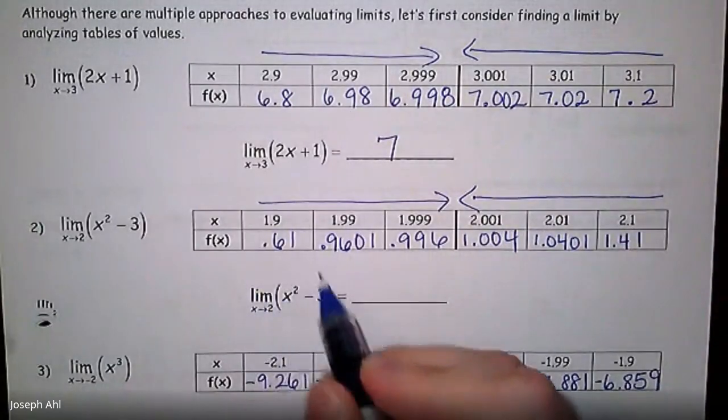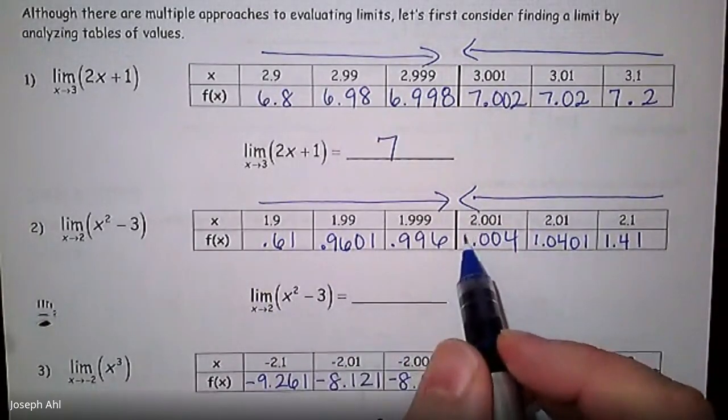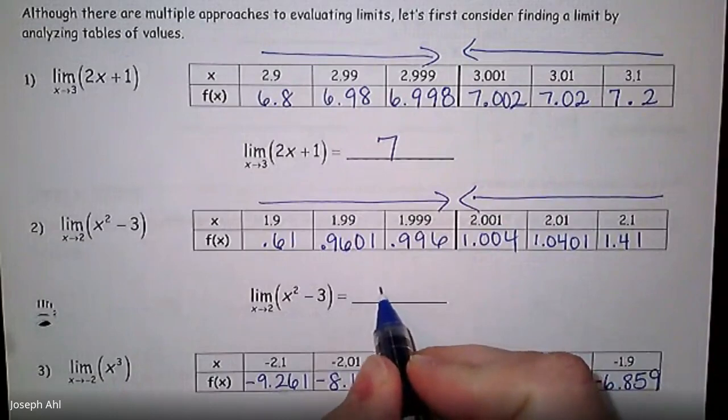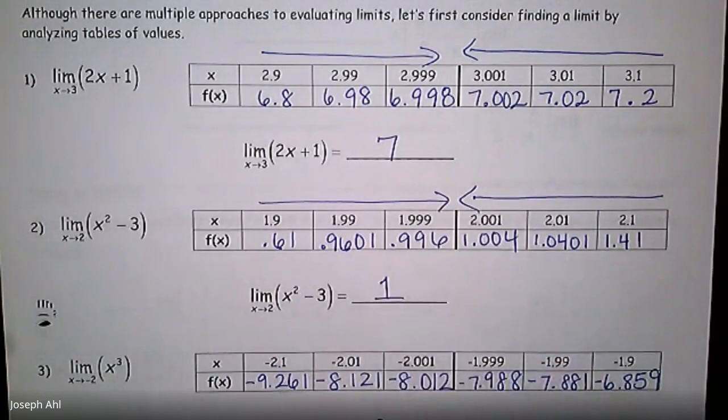So I think we can say with a fair amount of confidence that as x approaches 2 for the function x squared minus 3, we're getting closer and closer to a function value for f of x of 1. Okay. You might be able to already predict what's going to happen for the next one without actually filling in the table. So if you think you know what's happening here, go ahead and fill in what you think the limit as x approaches negative 2 is for the function x cubed.